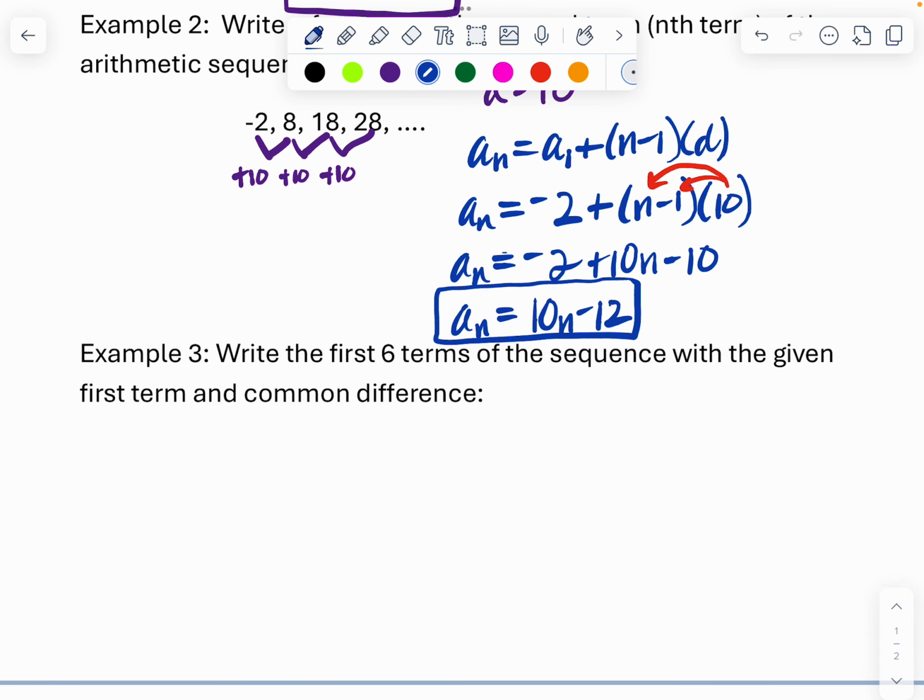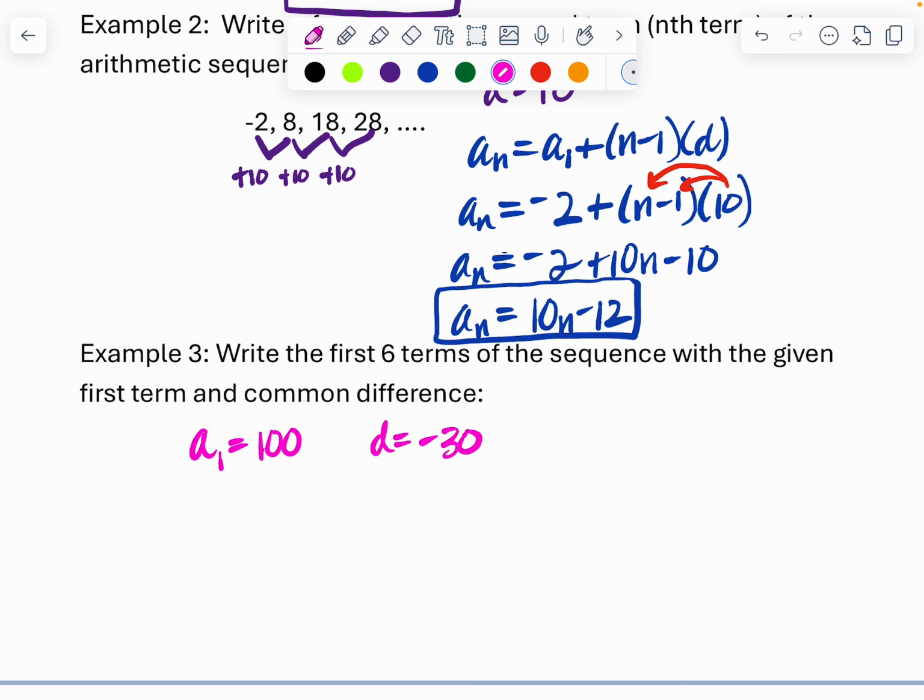Let's look at example 3. Example 3 says, write the first 6 terms of a sequence with the given first term and a common difference. So let's say our first term is 100 and D equals -30. We don't actually have to use the formula for this.